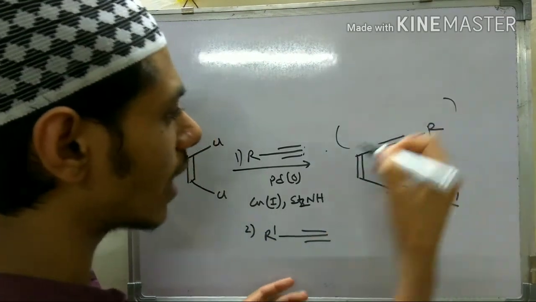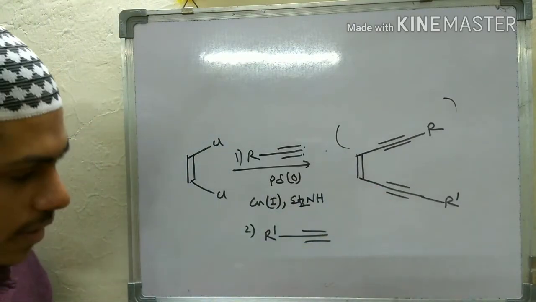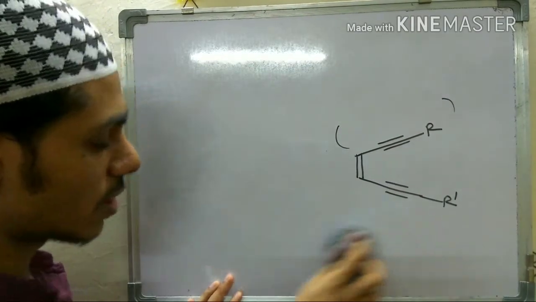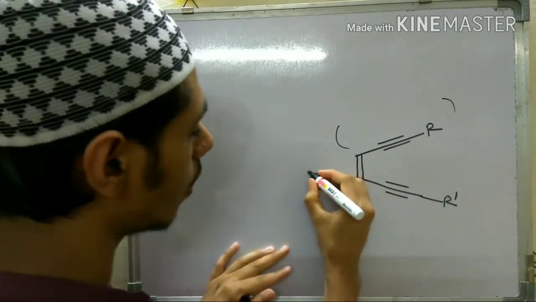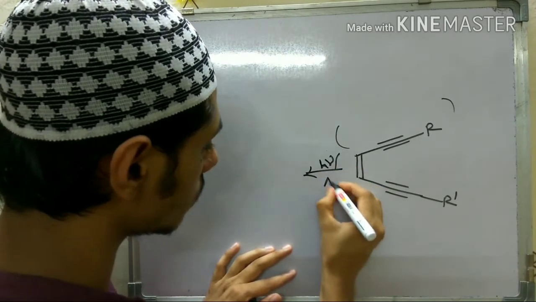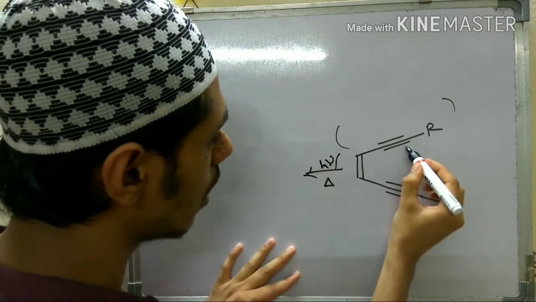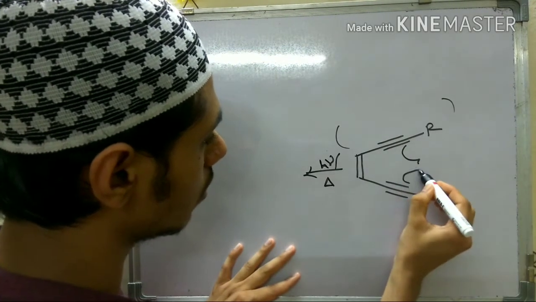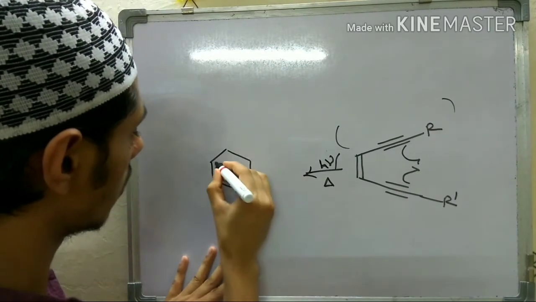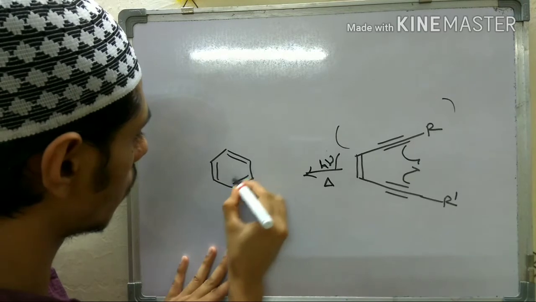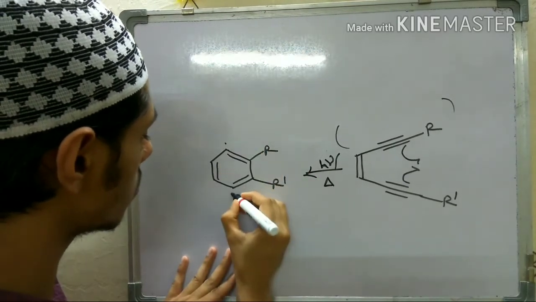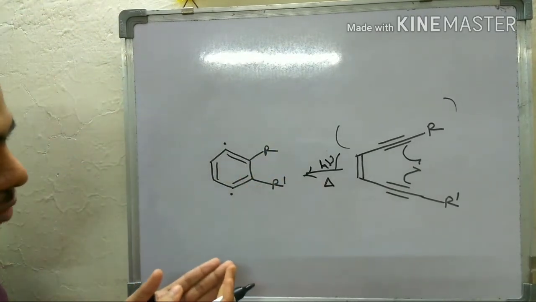Now this product itself can undergo a very interesting reaction which is called Bergman cyclization. In Bergman cyclization, generally light or heat is needed. So if you put light or heat, they can undergo a cyclization reaction this way, and a ring will be produced. Here you have R, here you have R dash, and here you have this diradical. So this is the benzylidene diradical you will get.